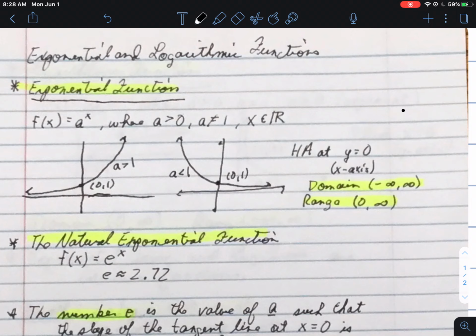So we'll start with exponential functions. First of all, exponential functions, we're looking at functions of the form f of x equals a to the x. That's the basic format for an exponential function. We have a base raised to a power.